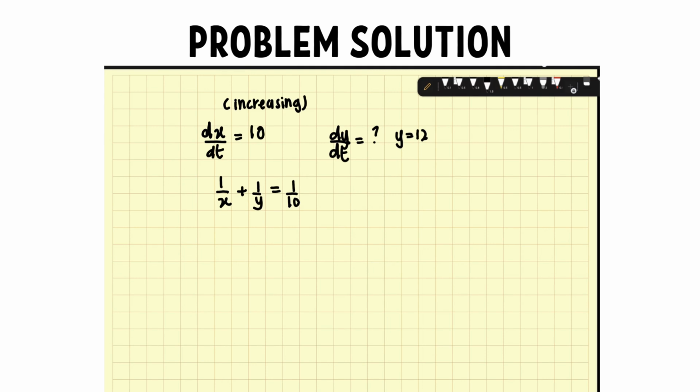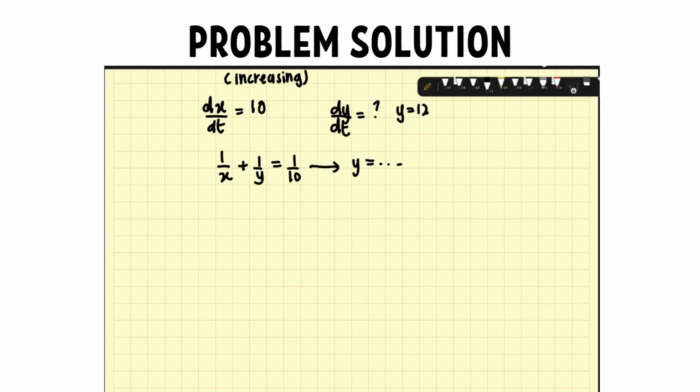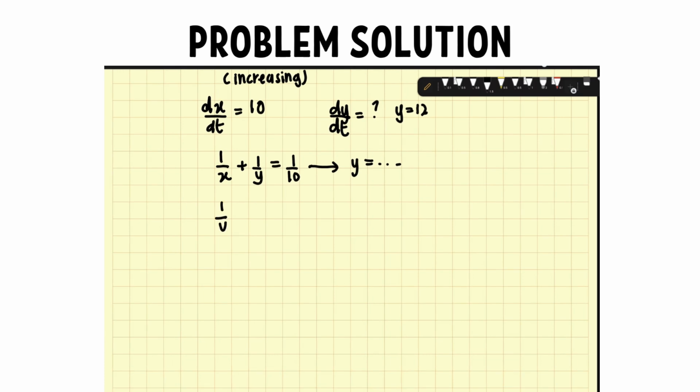So first thing first, we have to bring out all the information given, such as the dx/dt with the value of y and the equation. So the dx/dt should be positive since the x is increasing. After that, we have to modify the equation given. So the equation will be y in terms of x. So it should be like this: 1/y = 1/10 - 1/x.